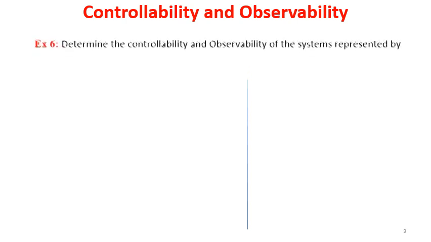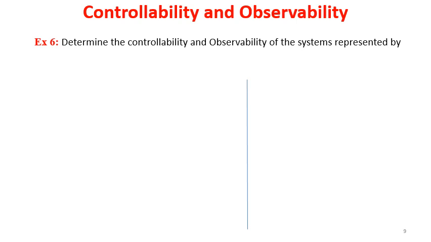Let us do one problem which has both controllability and observability. This is one of the university examination problems asked for around 10 to 12 marks. It states as below: determine the controllability and observability of the system represented by the following. Here they are not telling us to use Kalman's test or Gilbert's test, so we will be using Kalman's test.